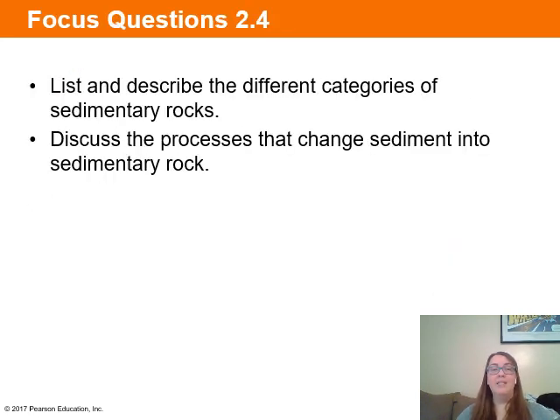So now we're just going to get into the different types of sedimentary rocks and the processes that we need to actually transform something into a sedimentary rock.